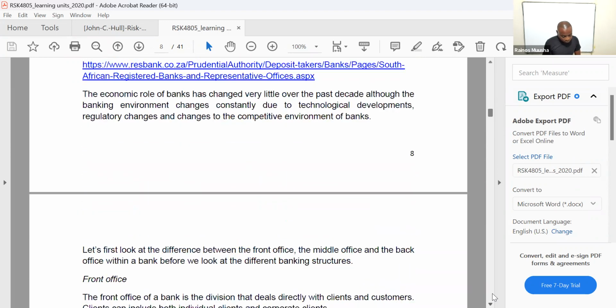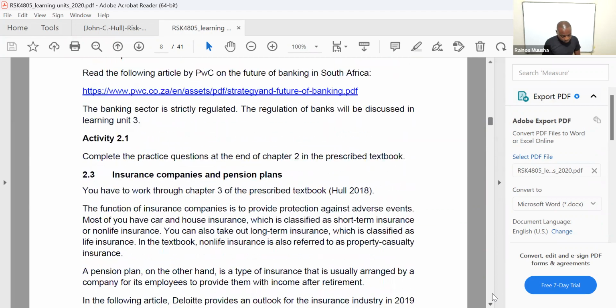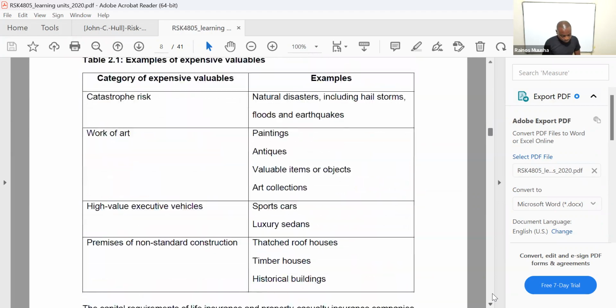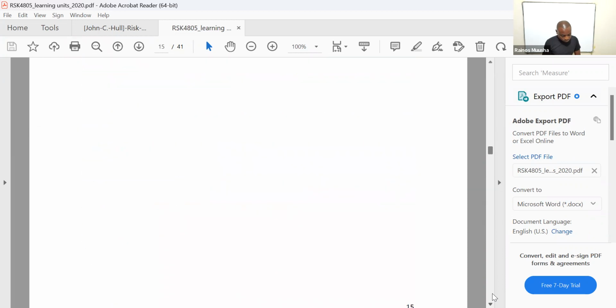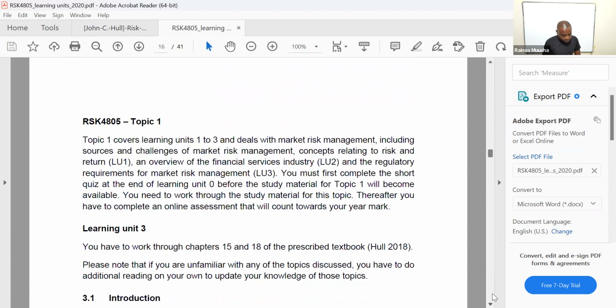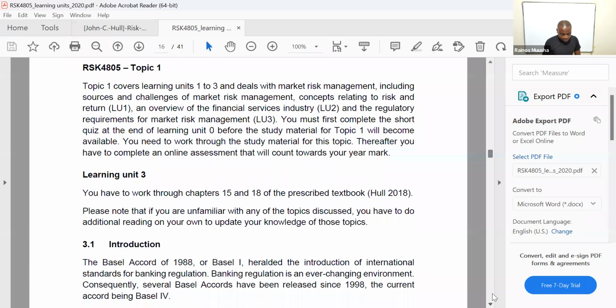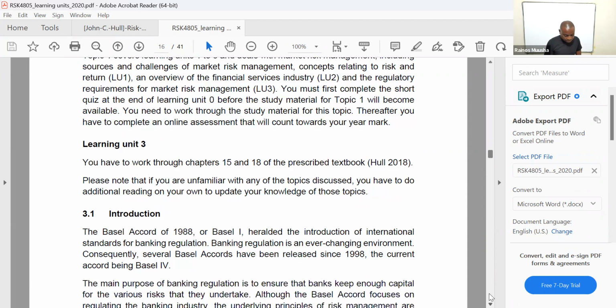Then after learning unit 2, we look at learning unit 3. And remember, learning unit 3 is still part of topic 1, right? Now, learning unit 3, they ask us to look at chapters 15, 16, and 18 as well.